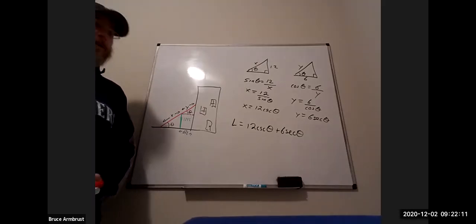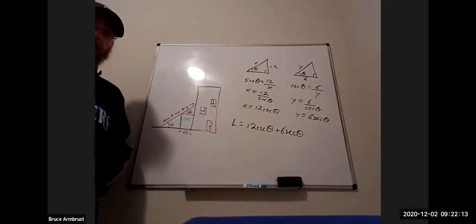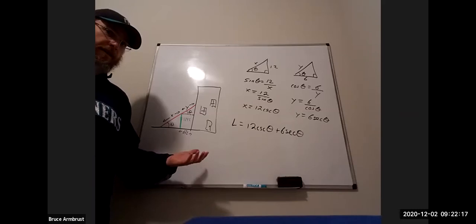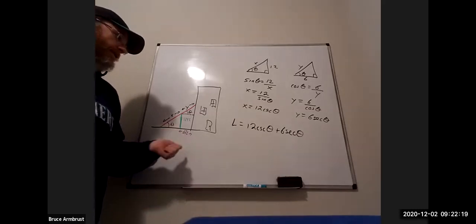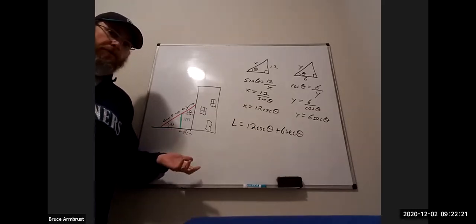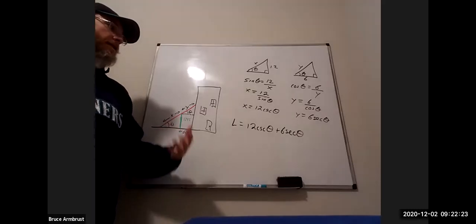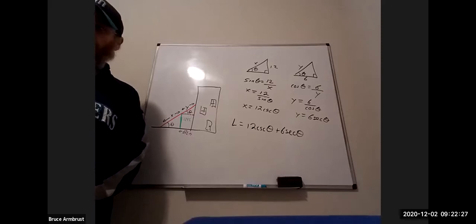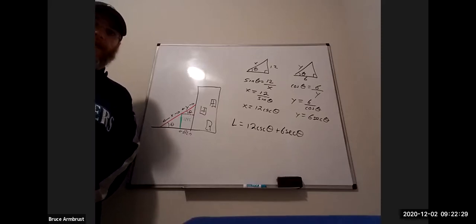Okay, so now what we're going to do is differentiate this. So basically, we're going to figure out what theta is going to give us our minimum value, which then, when we plug it in, will give us our length. All right, so any questions at this point?